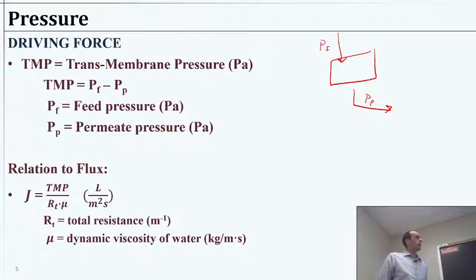Okay, so then to relate this to our actual flux, we've defined flux already as the flow going over some area, but now we can also say that it's going to be equal to this pressure applied divided by the resistance that the membrane is providing times the dynamic viscosity of water. So this will be the transmembrane pressure divided by some total membrane resistance times the viscosity. And if you were to try to push honey through a syringe filter, you can tell that would be more difficult than to push water. So the dynamic viscosity of water, or whatever fluid you're going to filter, will matter here. This total membrane resistance is going to be in per meter units.